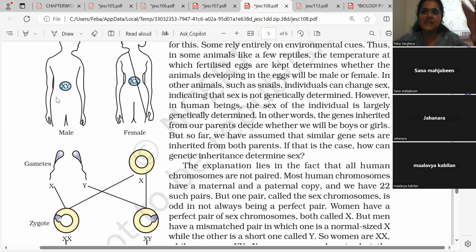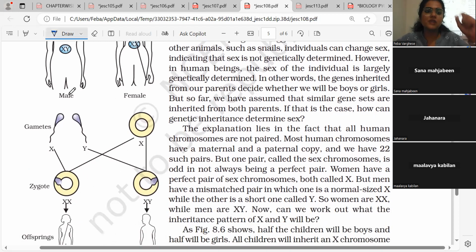Why is it so? X is different in structure. X is larger and has more genes, whereas Y is smaller and has fewer genes in it. That's the reason you're supposed to write if they're asking why they are called a mismatched pair. Write that reason.